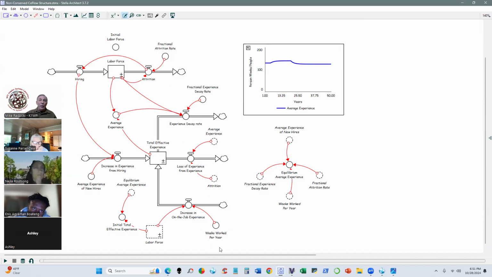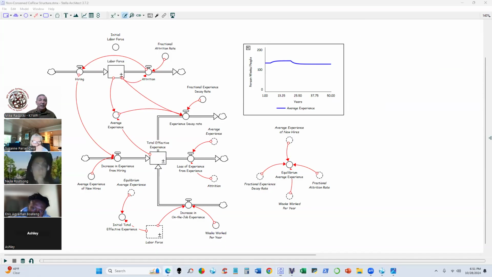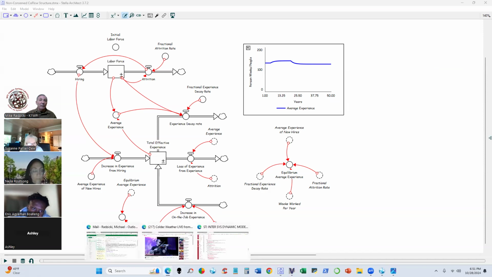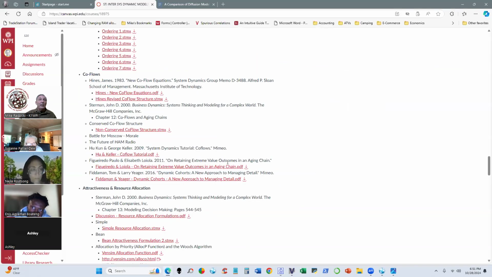Okay, so if we circle back here, here's the new CoFlow structure, the paper and the model. Now here's that non-conserved CoFlow structure. I don't know why I titled it that. All right, so you should see this is building on this. All right, now what?